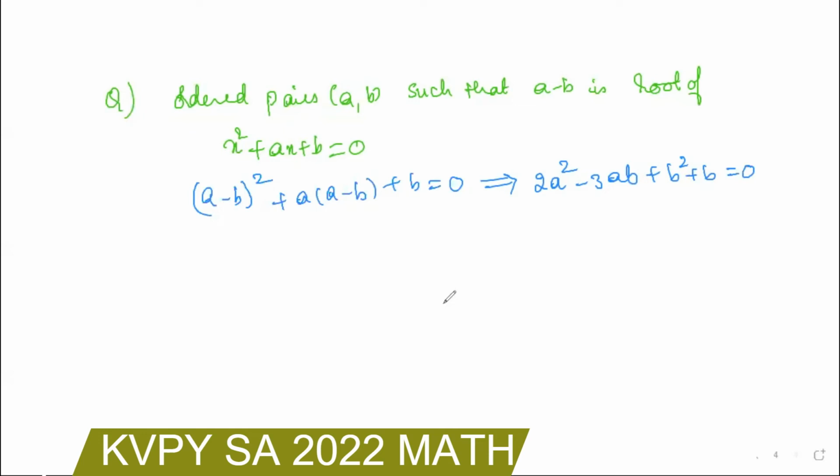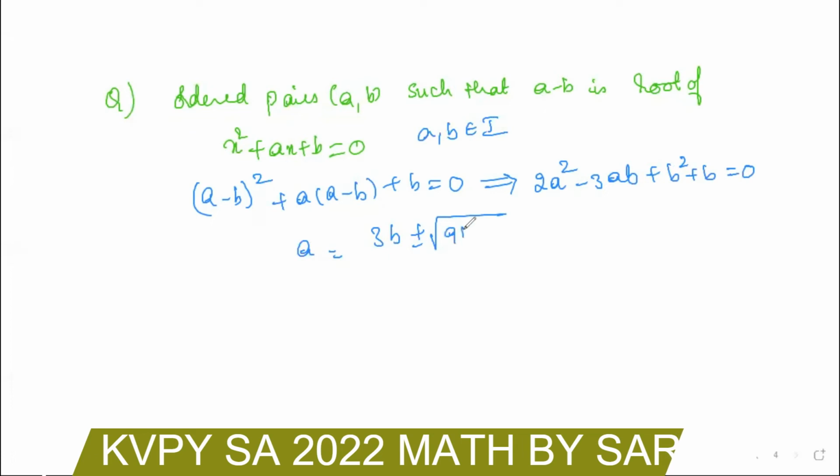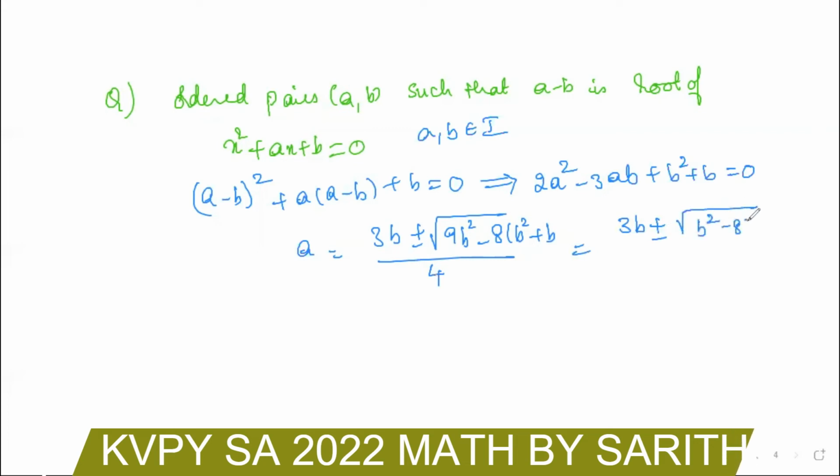And there's a condition to be mentioned here that A comma B are integers. If A comma B are integers, then when we are solving this quadratic, which is in terms of A, we can write it as 3B plus or minus square root of 9B square minus 8 times B square plus B, divided by 4. So for A to be an integer, the expression under the root should be a perfect square. So B square minus 8B should be a perfect square.